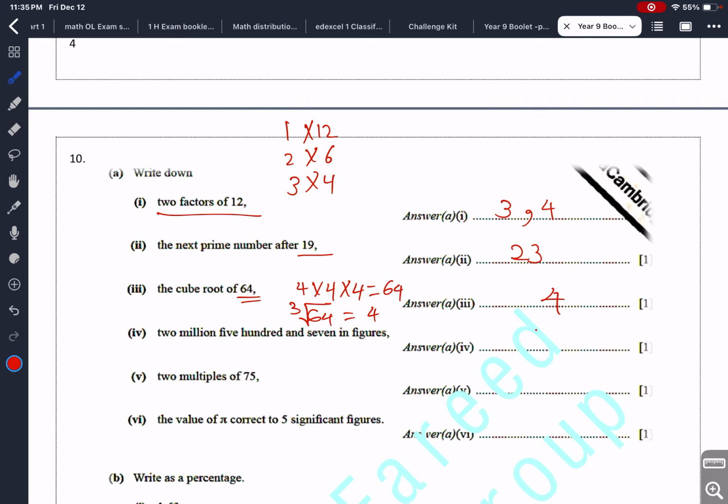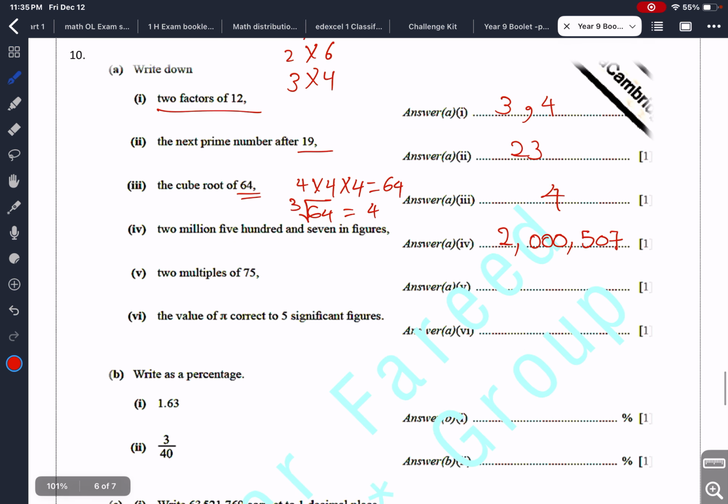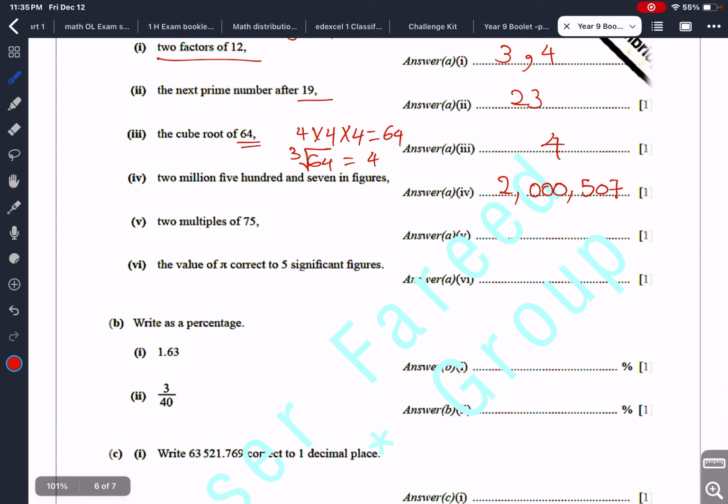Now, if you wish to write 2,507, 2 million means I need 2 million, and there is no 1,000 at all, and 507 will be written like this. The comma between each 3 digits is important to write. Next, 2 multiples of 75. If I have 75, the next multiple, multiplied by 2, will be 150, multiplied by 3 will be 225. Or you can just add 75, 75, 75, which will be 225. So this third is 225.